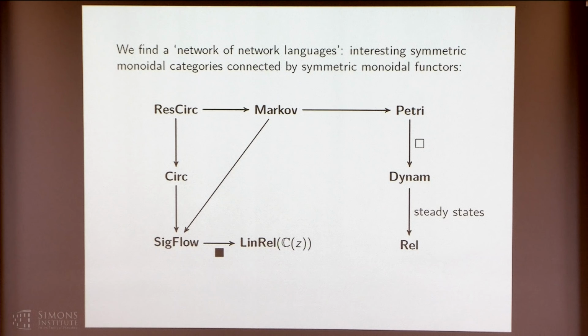So this describes the behavior of a signal flow diagram in the way that control theorists like. But then you can take the steady states of any signal flow diagram, and you get a relation that just describes what's going on as things are unchanging with time. And so we have this commuting diagram, maybe commutes up to a natural isomorphism, that relates all these different languages that people have looked at. So I think this is just a piece of a much bigger puzzle.